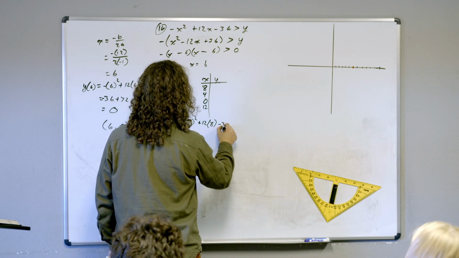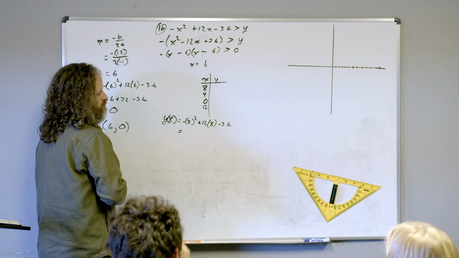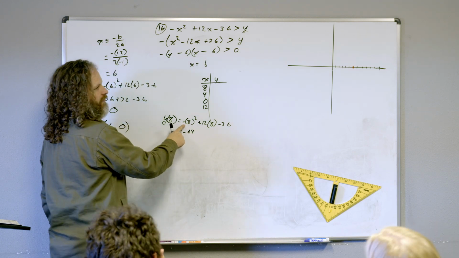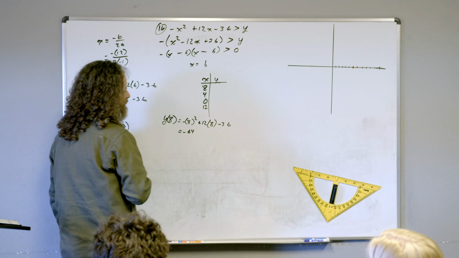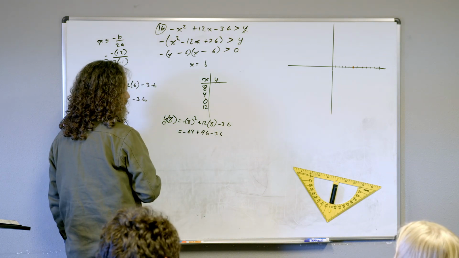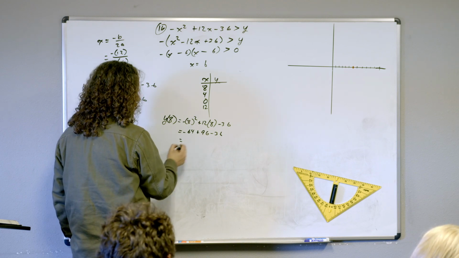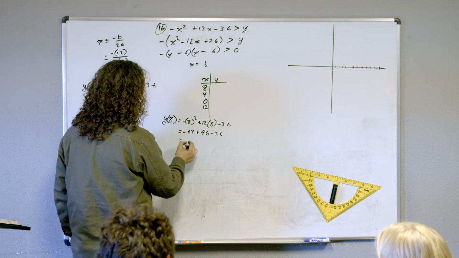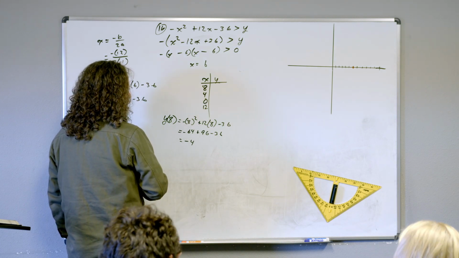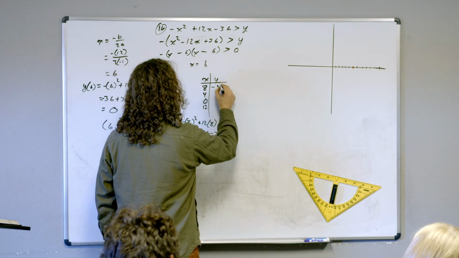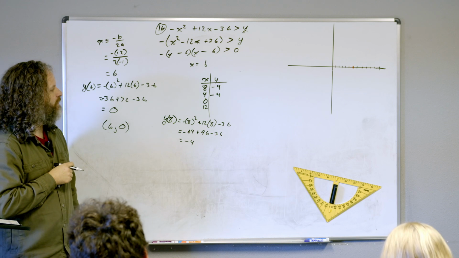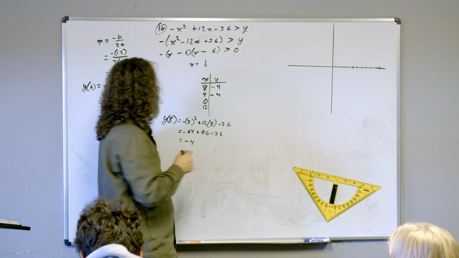Negative 8 squared, plus 12 times 8 minus 36. What's 8 squared? So negative 64. And it's negative because the negative's on the outside of the squared, right? What's 12 times 8? Minus 36. So it equals negative what? Yep, negative 4. And this one is the same distance from the vertex, so that one's also negative 4.